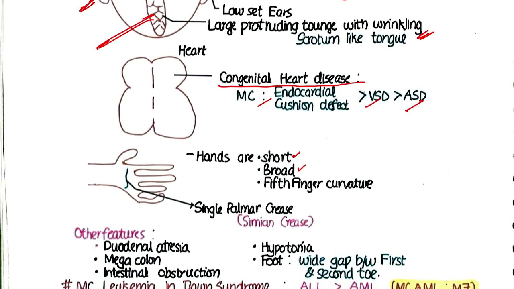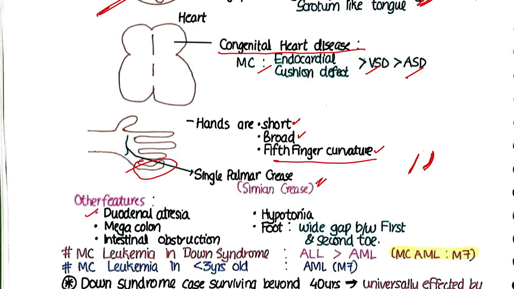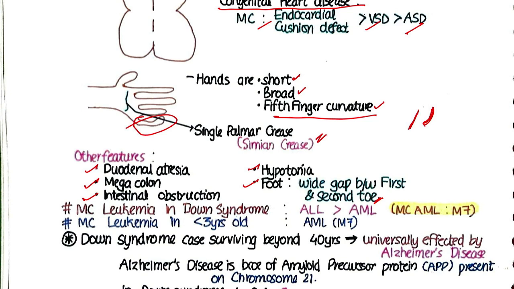Hands are short, broad. Fifth finger's curvature will be there. It will be not straight. It will be like a curve. The little finger will be in a curve. Single palmar crease, also known as simian crease. Other features are duodenal atresia, megacolon, intestinal obstruction, hypotonia, and wide gap between first and second toe. Most common leukemia in Down syndrome is ALL more than AML. Most common AML is M7. Most common leukemia occurs in less than 3 years old.